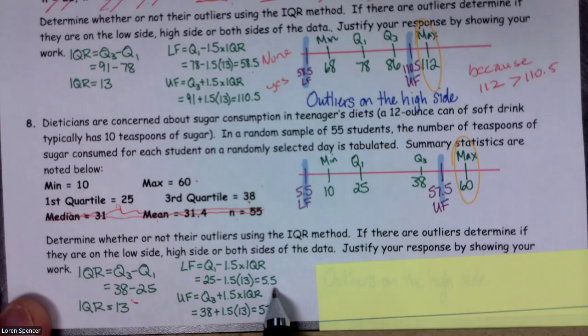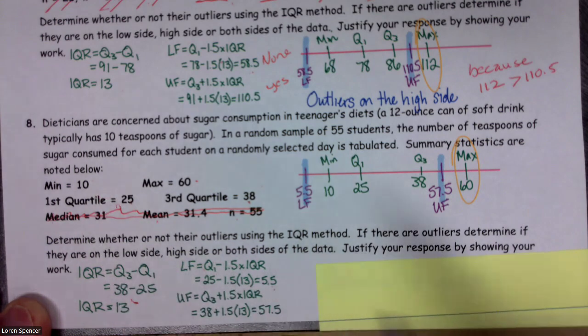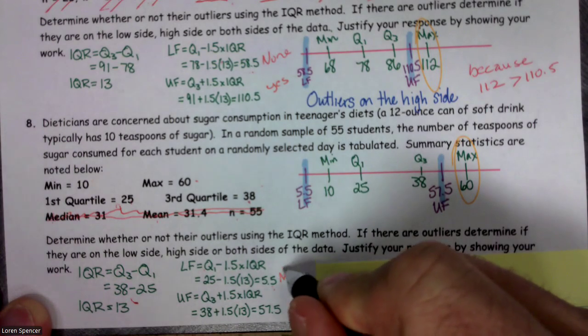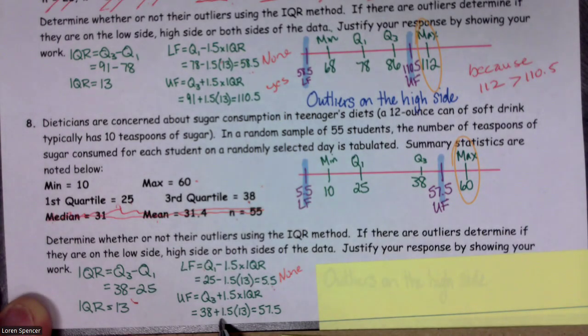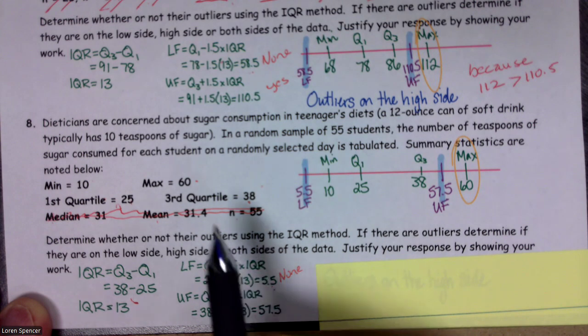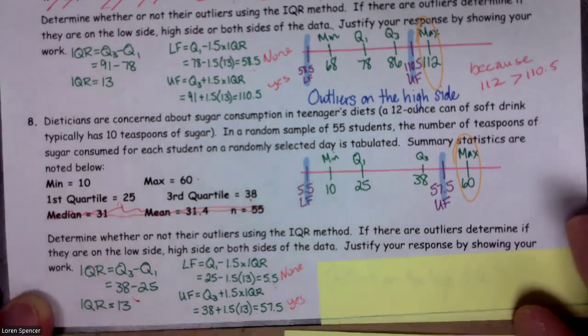Do we have any values lower than 5.5? And the answer is no. 10 is greater, so no outliers on the low side. But on the high side, we have 38 plus 1.5 times 13, and we have 57.5, and our max is greater. So yes, we have an outlier on the high side.